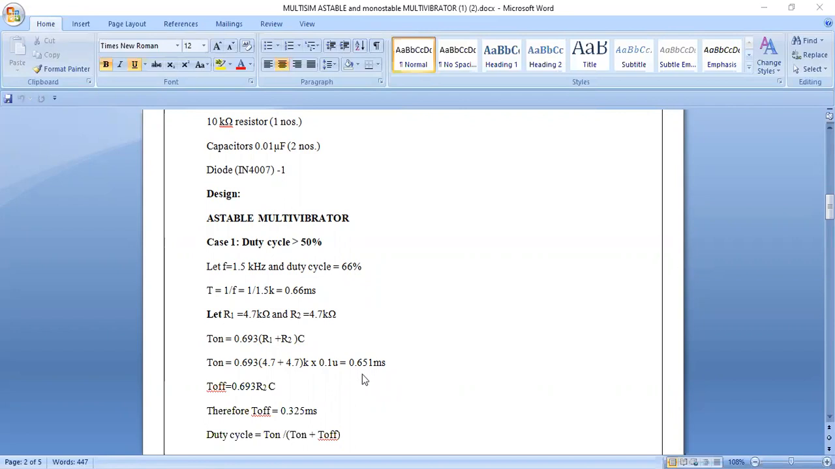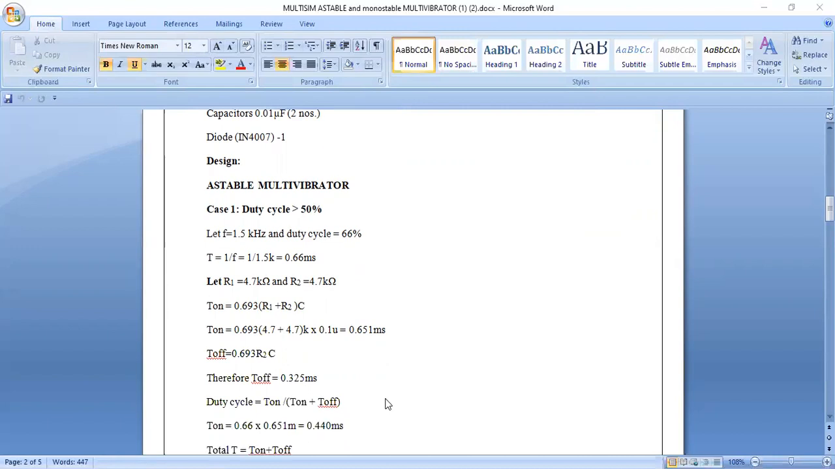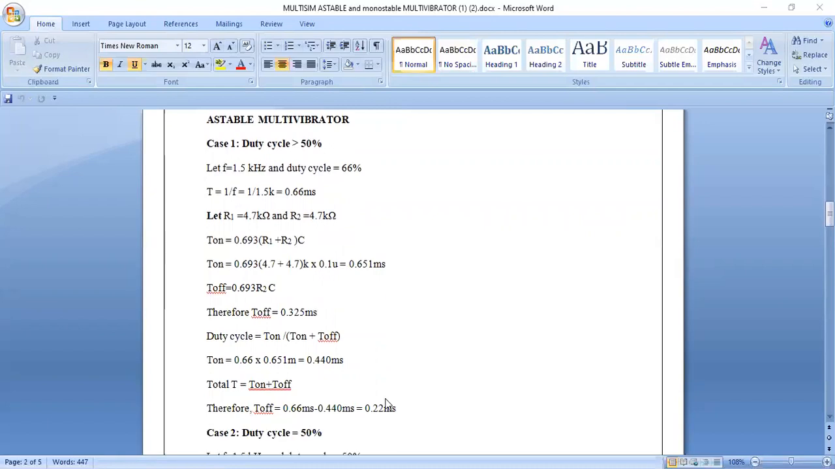And here the time which I consider, since I've taken the frequency as 1.5 kilohertz, the time period is going to be 0.66 milliseconds. The R1 and R2 which I consider is 4 kilo ohms. The T on period is calculated by 0.693 into R1 plus R2 into C. Then the T on period is going to be 0.651 milliseconds. T off period is going to be 0.325 milliseconds.